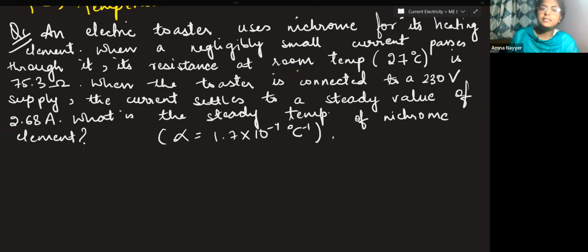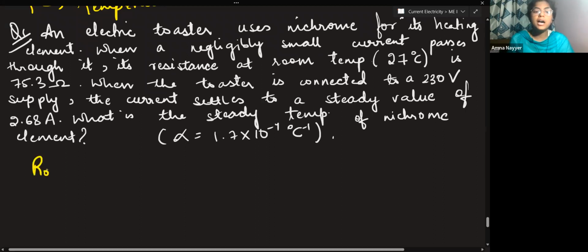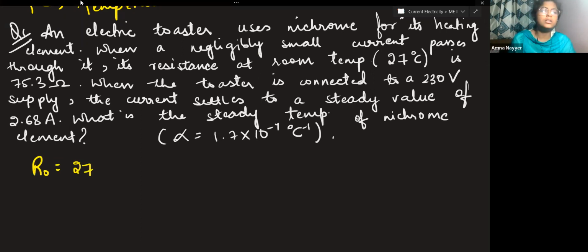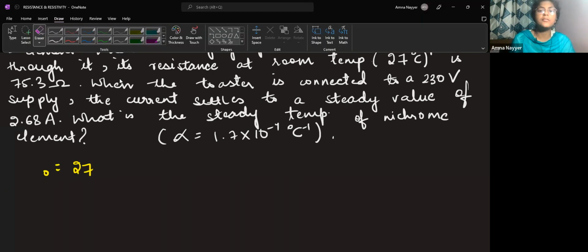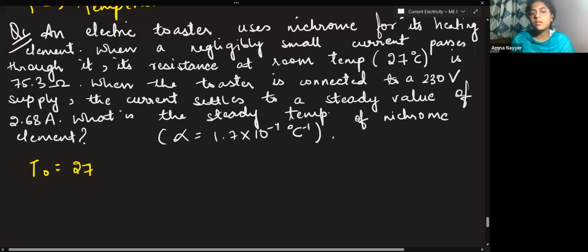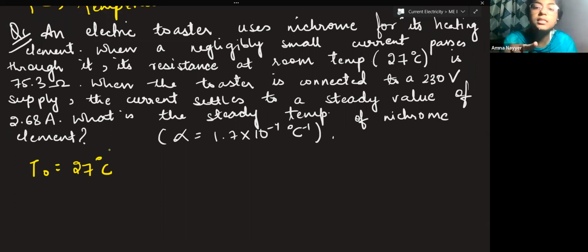See, it says an electric toaster uses nichrome for its heating element. When a small current is passed through it, the resistance at room temperature, it means this is the room temperature. T naught is given to us, that is 27 degrees Celsius. This is the resistance at room temperature. This is the room temperature. So what's the resistance at room temperature?